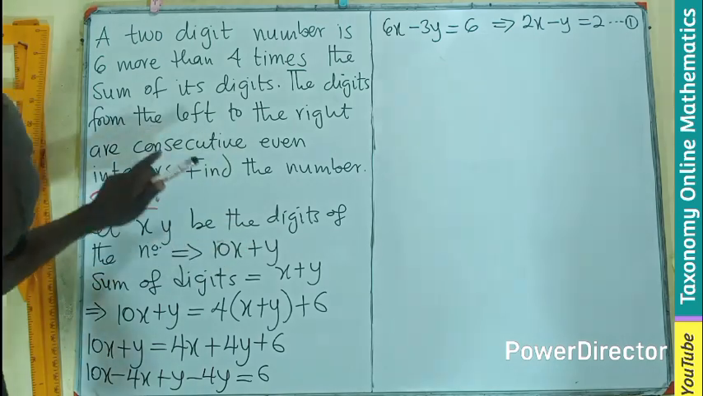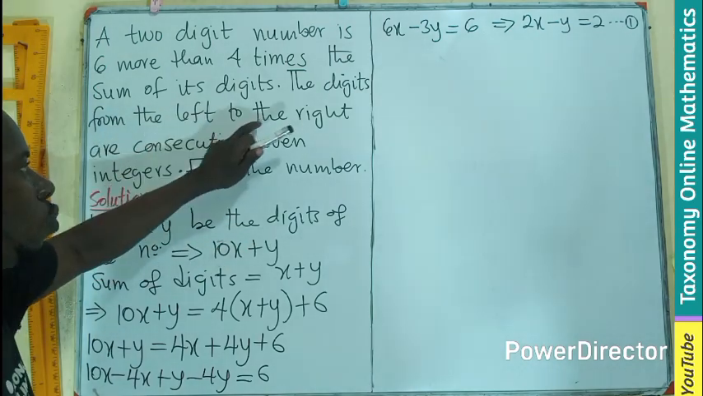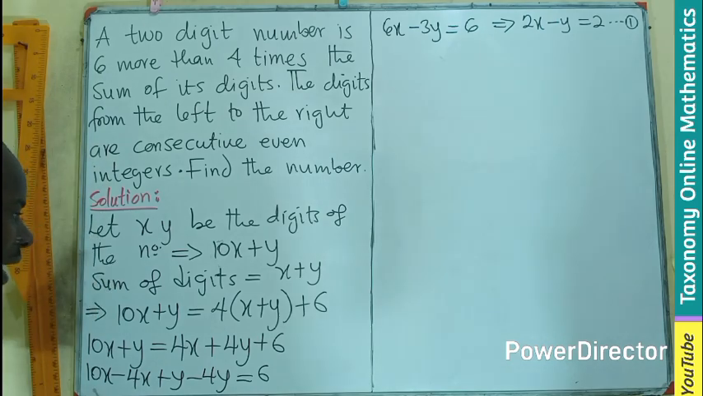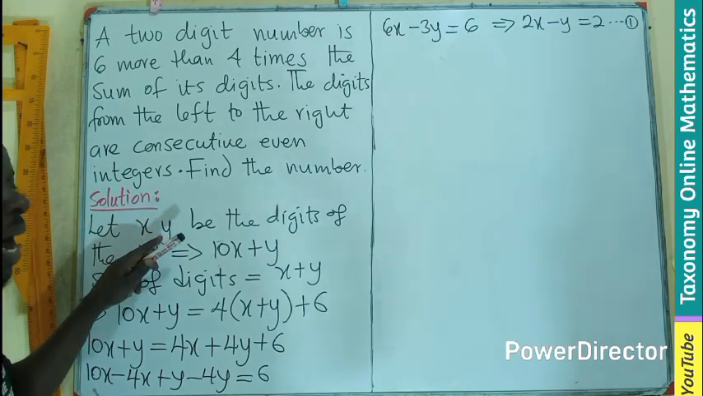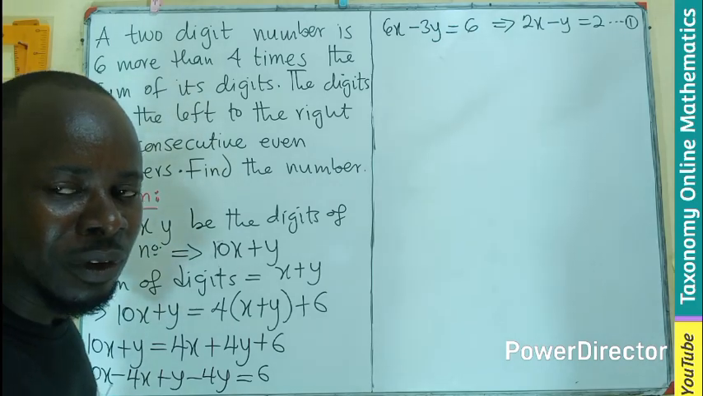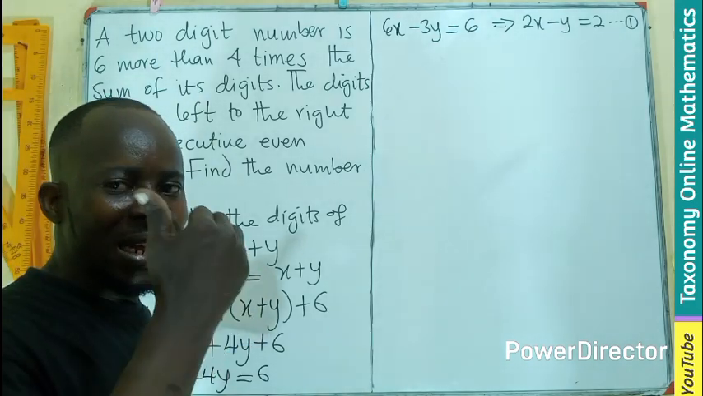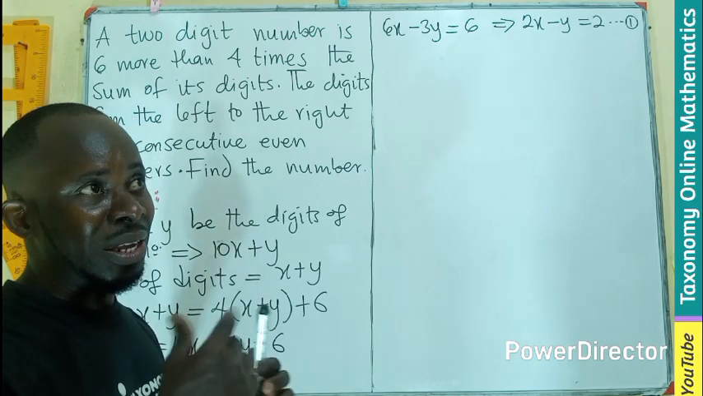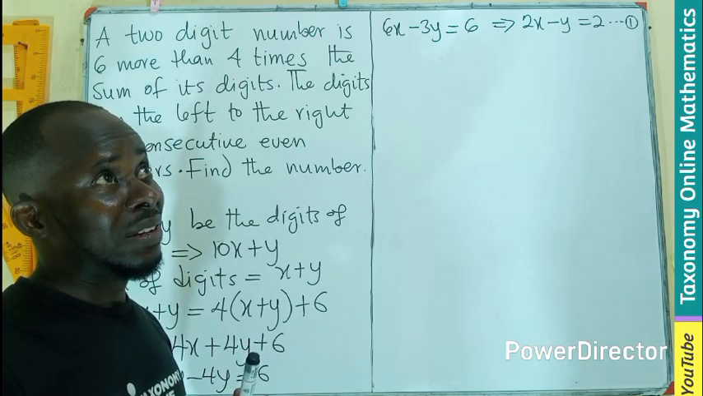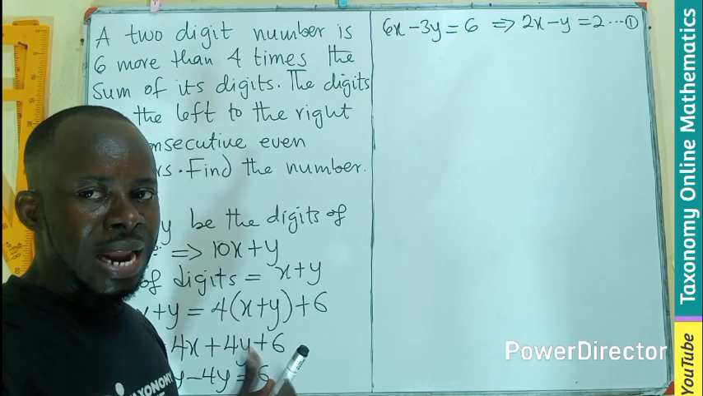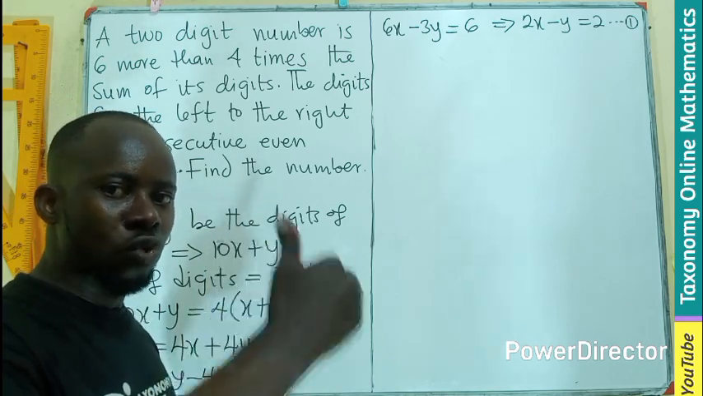Then the digits from left to right are consecutive even integers. Where do we have the digits? x, y. This is our digit, consecutive even numbers. Which means that when the first number is 10, the next one will be 12. When the first number is, okay, we are thinking of single digits. So if the first number is 2, the next will be 4. If the first is 4, the next will be 6. It means there's a difference of 2.